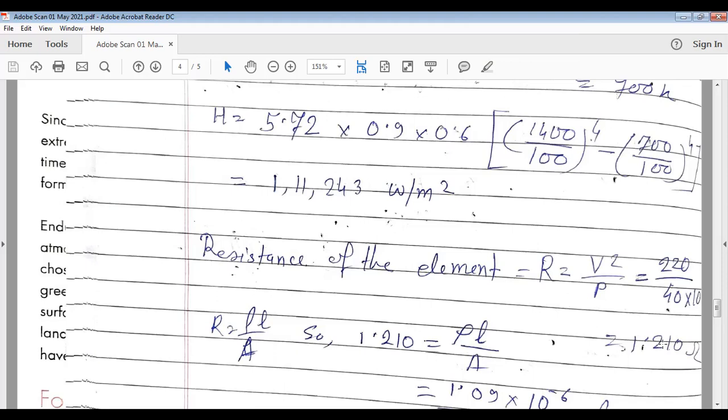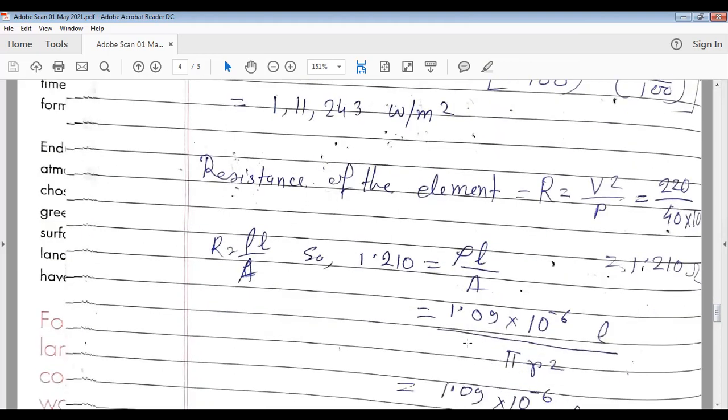So resistance is 1.210 ohm. R is equal to rho into L by A. So 1.210 is equal to rho into L by A. We know rho equal to 1.09 into 10 to the power minus 6, and A is pi r squared.